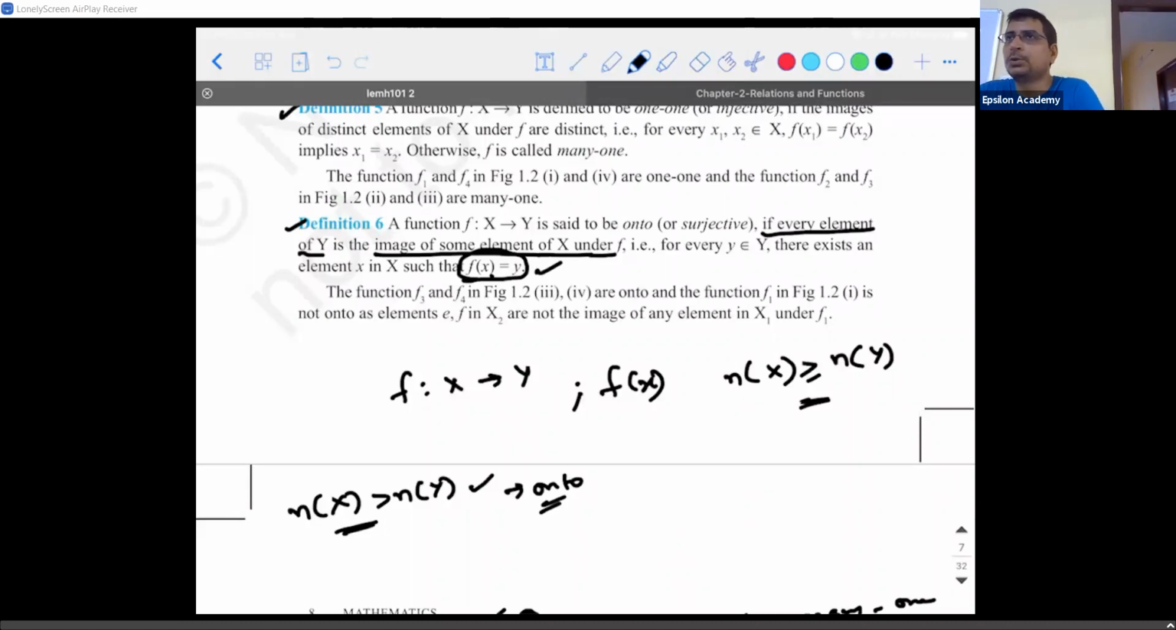I hope you guys are able to visualize this, right? So all these logics are not given in textbook. You have to think. If you have not made a note of it, please make it faster.